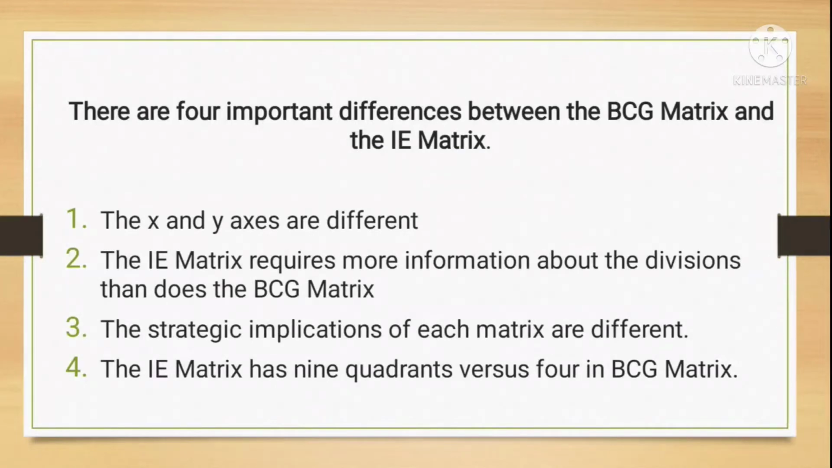There are four important differences between the BCG matrix and the IE matrix. Number 1, the X and Y axes are different. Number 2, the IE matrix requires more information about divisions than does the BCG matrix. Number 3, the strategic implications of each matrix are different. Last, number 4, the IE matrix has 9 quadrants versus 4 in the BCG matrix.